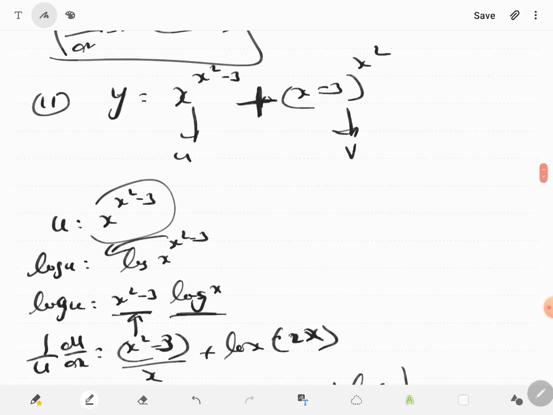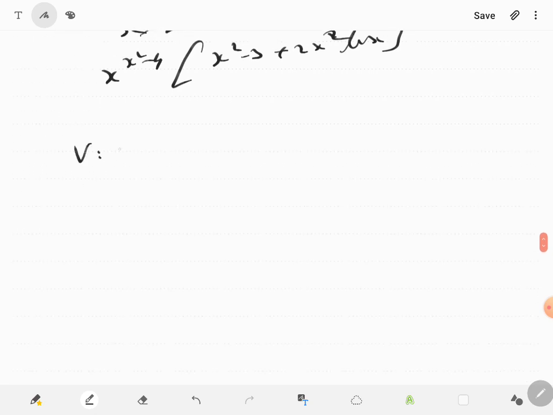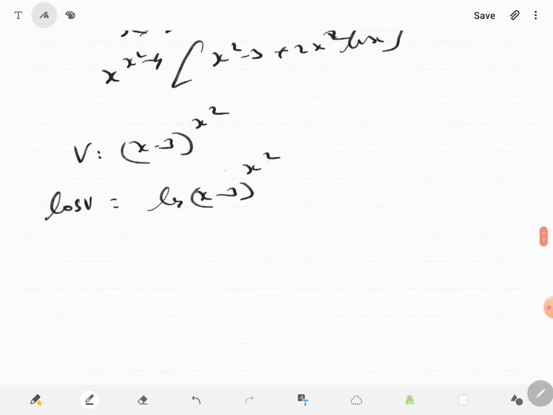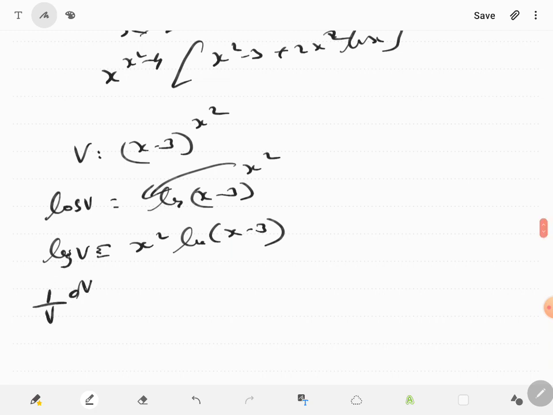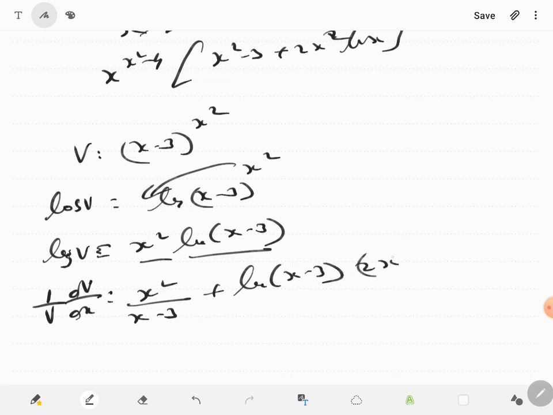We've done only one part. So v is equal to x minus 3 the whole to the power x square. So applying log on both sides, log v is equal to log of x minus 3 the whole to the power x square. So log v is equal to x square into log of x minus 3. So this will be 1 by v into dv by dx. This is done as u and v. First as it is, second differentiate, plus second as it is, first differentiate.